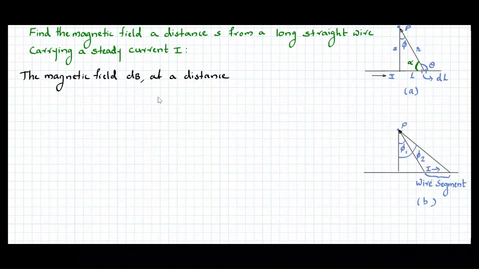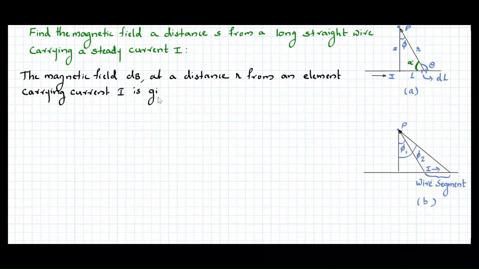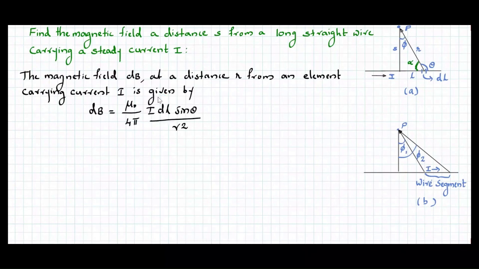Now according to Biot law, the magnetic field at a point due to an element of a conductor carrying current is given by dB equals mu 0 by 4 pi I dl sin theta divided by r square, where I is the strength of the current, dl is the length of the element, and theta is the angle between the element in the direction of the current and the line joining the element to the point P.